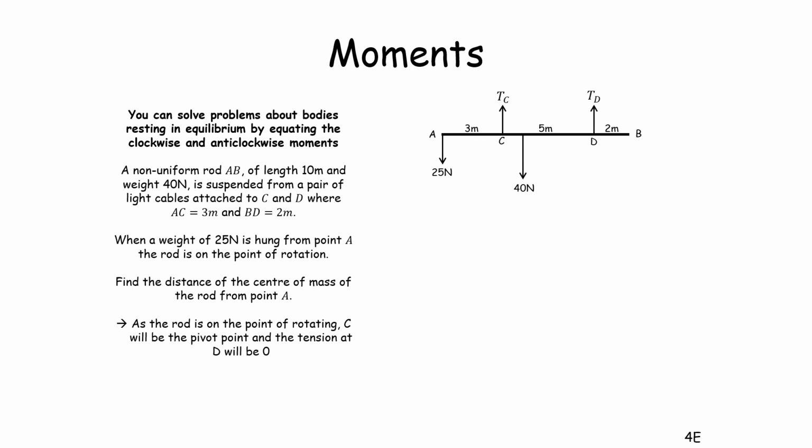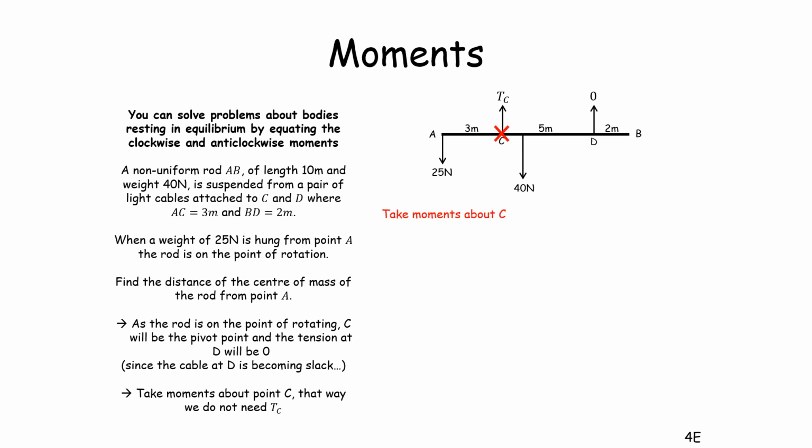Now, as the rod is on the point of rotating, C will be the pivot, and the tension at D will be 0. So similar to what we said in the previous example. So it's about to tilt at C. So the value here of tension at D would be 0. Since the cable at D is becoming slack, we'll take moments about point C. So if we take moment about point C, we have these two forces, and the third one, well, the force is 0, so we don't need to worry too much about that one.